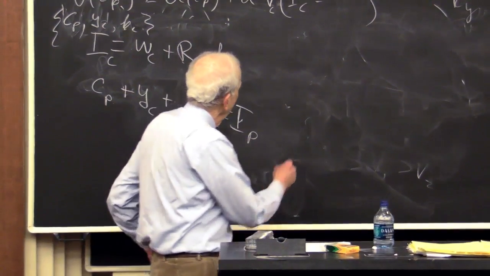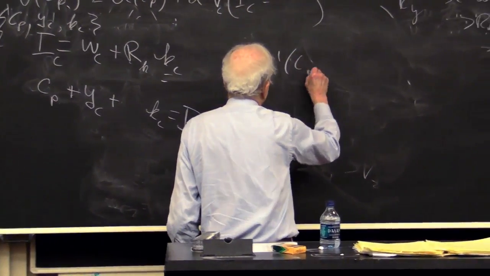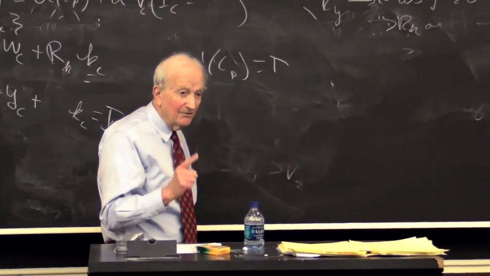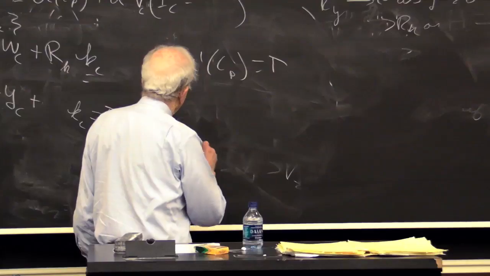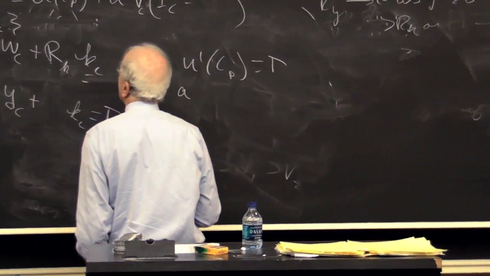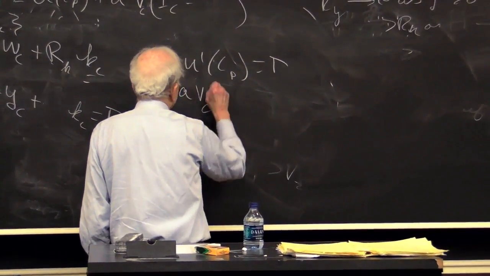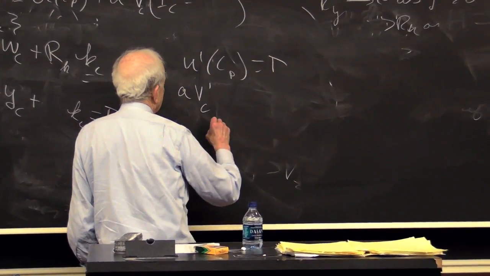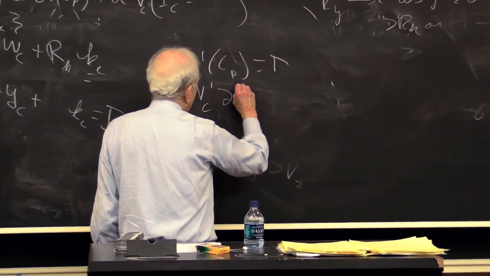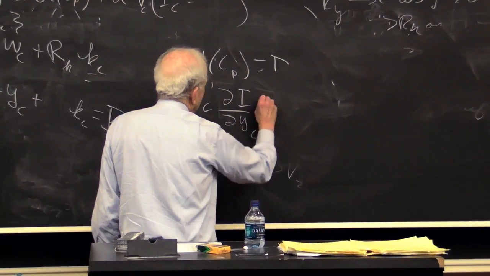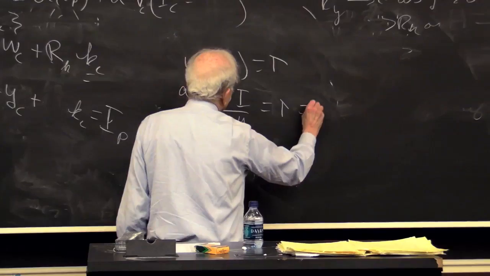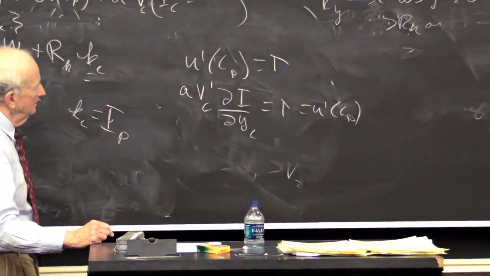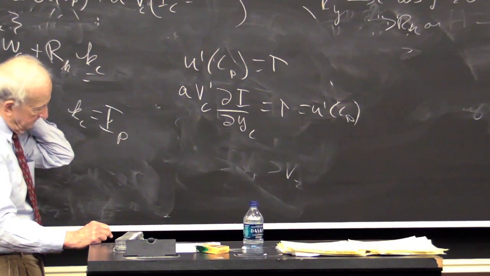So what do we know? Well, we also know, since they're going to have a positive amount of investment, I'm assuming A is strictly positive, that A V prime of C, di dy of C is equal to lambda, is equal to u prime of C. They're going to invest some amount in the child.